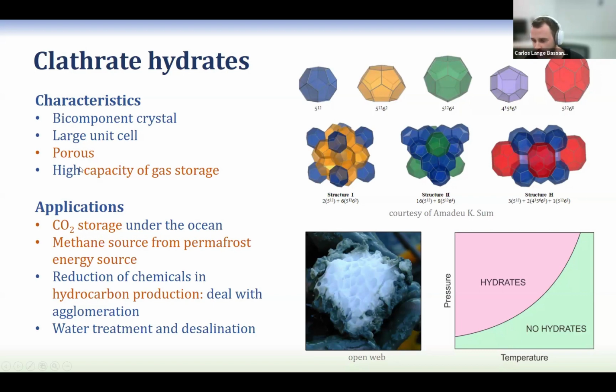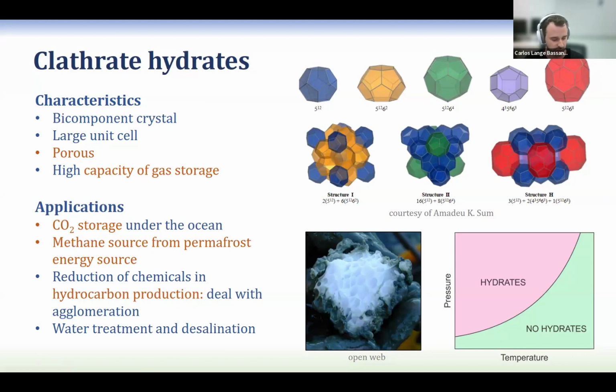So why are people studying these? A lot because of curiosity. It's a complex system, but also because it has a high capacity for gas storage. So it makes a very prominent material to store carbon dioxide under the ocean in large quantities, looking towards the global warming problem. We also have methane stored in naturally occurring clathrate hydrates in the permafrost and in the ocean, so we can extract methane as a new energy source.